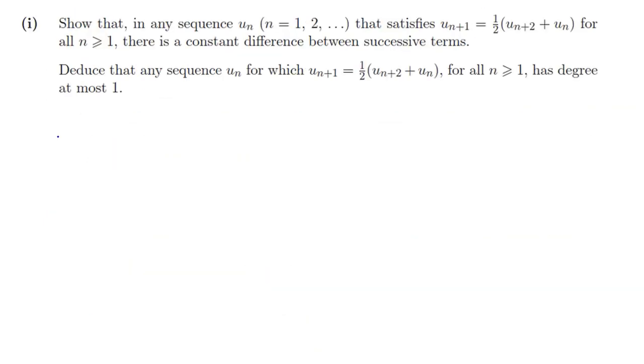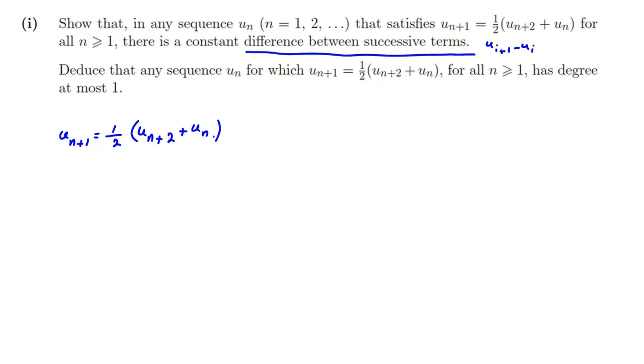Okay, here let's write the main assumption. u_{n+1} = 1/2 (u_{n+2} + u_n). And we should work on the difference between successive terms. So when we want to consider this, we should rearrange this and see what successive terms means. Successive terms means, for example, u_{i+1} minus u_i. We should prove that it is constant. Here we should rearrange and reconsider this. We multiply first by 2, then it will be 2u_{n+1} = u_{n+2} + u_n.